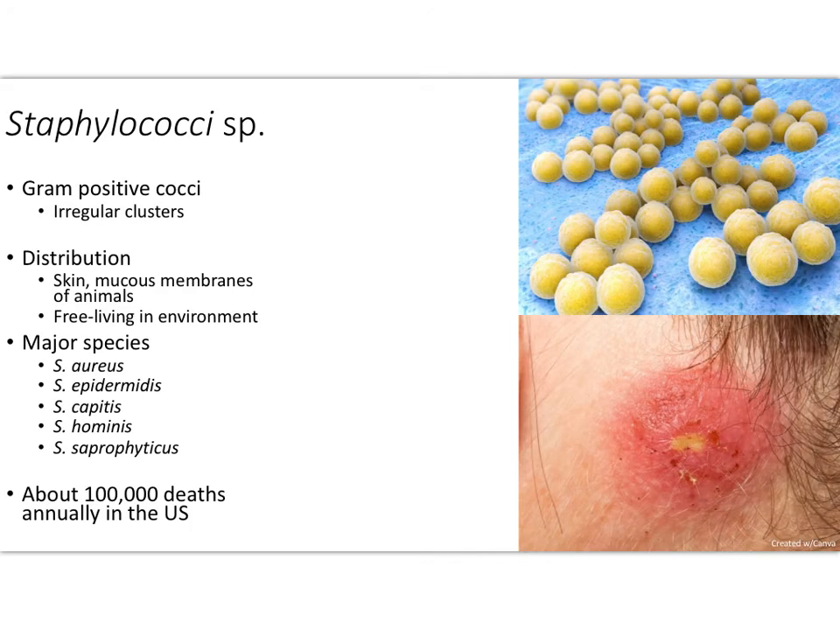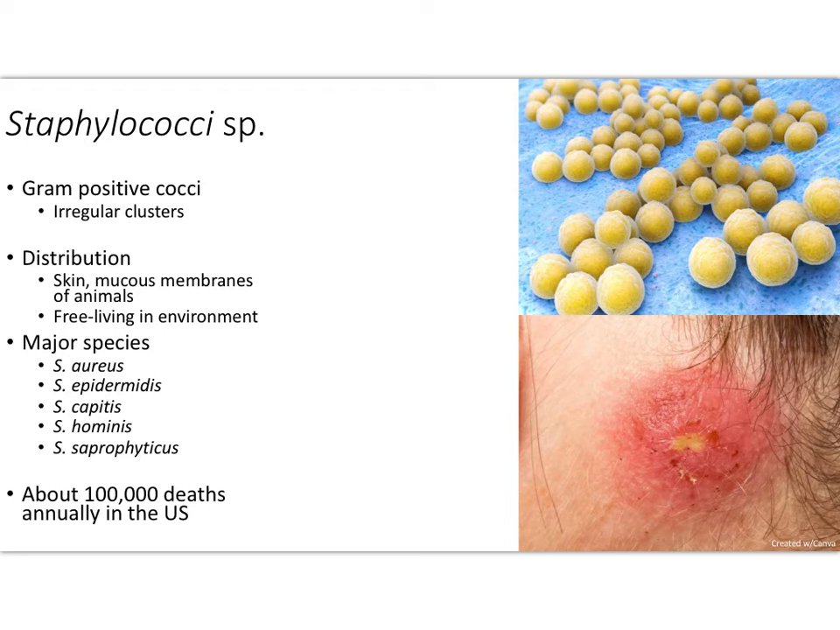We are going to start our discussion about bacterial diseases with the genus called Staphylococci. Staphylococci is a fairly large genus, meaning there are several different species within this genus. All of them, though, are gram-positive cocci that form irregular clusters. You guys have seen those in lab under the microscope when you're doing things like gram staining, etc.